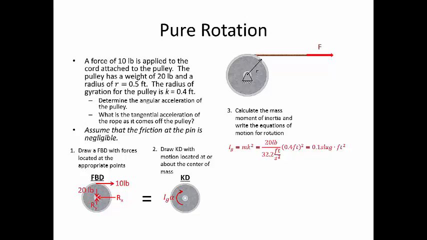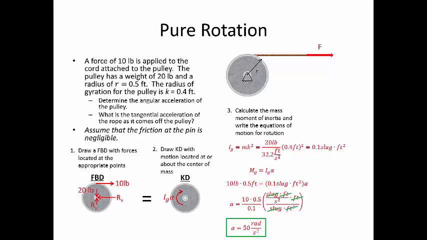Our mass moment of inertia about the center of gravity is equal to mass times the radius of gyration squared, which in this case, the mass is 20 pounds divided by 32.2 feet per second squared, and the radius of gyration is 0.4 feet, and we square that, to get a mass moment of inertia of 0.1 slug feet squared. We'll now apply our moment equation. The sum of the moments about the center of gravity is equal to the mass moment of inertia about the center of gravity times our angular acceleration. Our moment about the center of gravity is simply equal to our 10 pounds times our radius, 0.5 feet. That's equal to our mass moment of inertia, which we calculated to be 0.1, times our angular acceleration alpha. Now all we have to do is solve for our angular acceleration. Plugging everything in and canceling units, we obtain an angular acceleration of 50 radians per second squared.